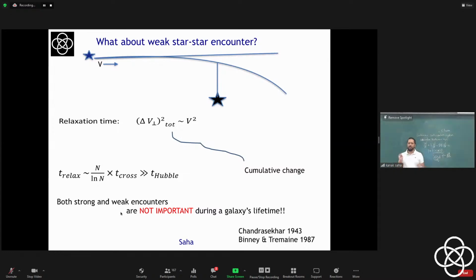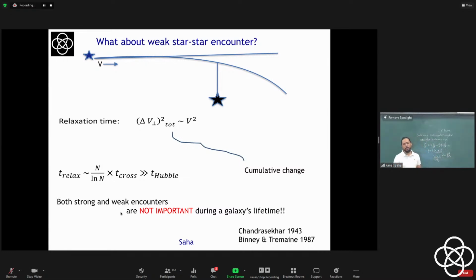There were some scattered measurements. For example, Hipparcos did in the solar neighborhood about 100,000 stars, measuring the positions and the velocities. And then there are some other surveys as well from the ground. It's extremely difficult and time consuming to measure each star's position and velocity accurately.